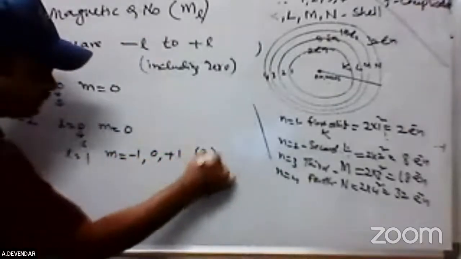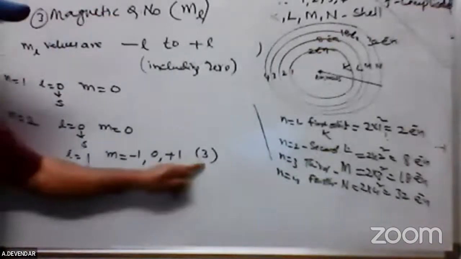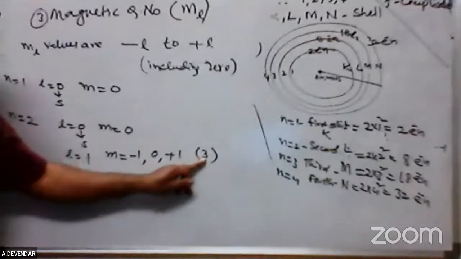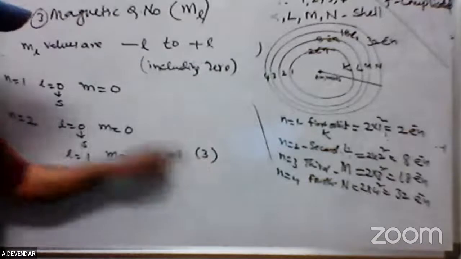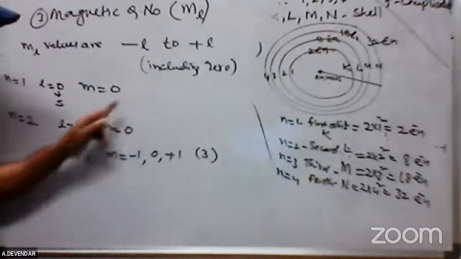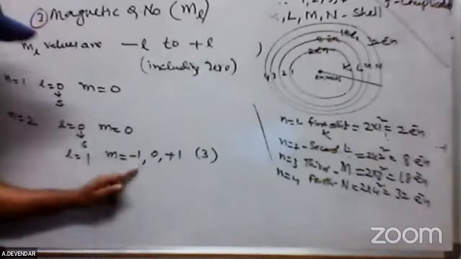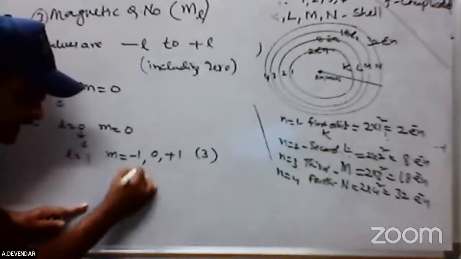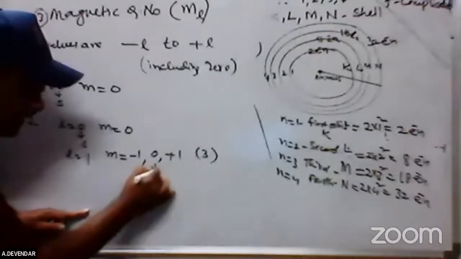How many orientations are there? 3 orientations according to the magnetic quantum number. In our version, 3 partitions: kitchen, bedroom, hall. 3 portions are there in one P room. The S orbital is only a single room. The P room consists of 3 partitions. That means minus 1 is the orientation in the px direction.